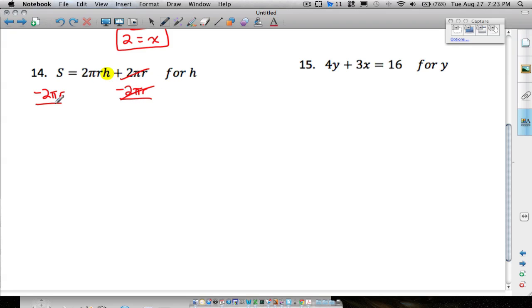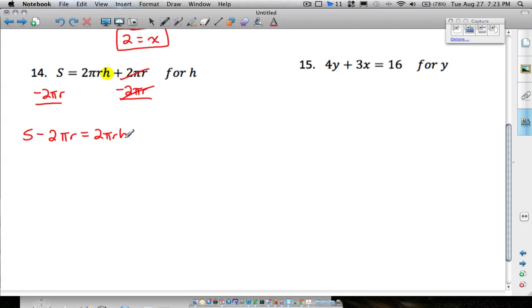The 2 pi r's cancel out. S minus 2 pi r, there's nothing you can combine there, so the only way you can write this is S minus 2 pi r is equal to, bring down what you haven't used yet, which is 2 pi rh. I just brought all that down.